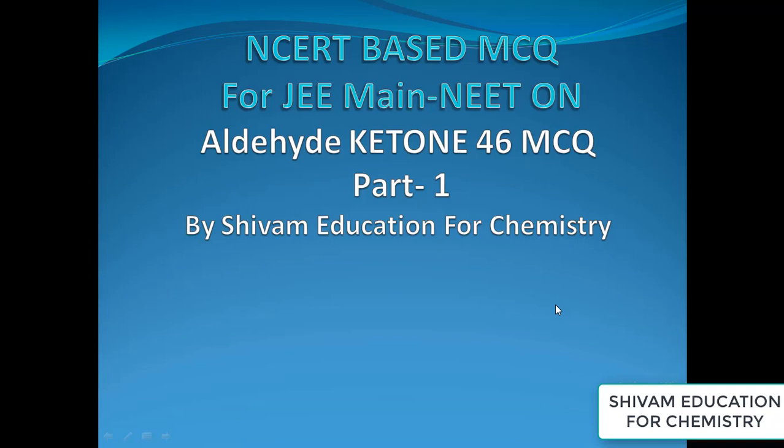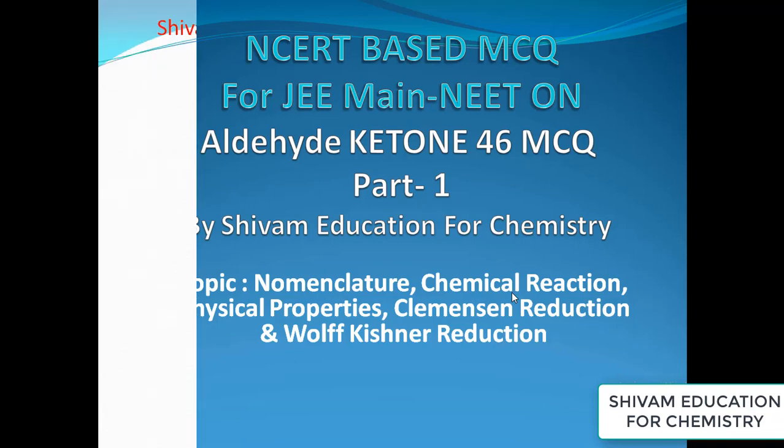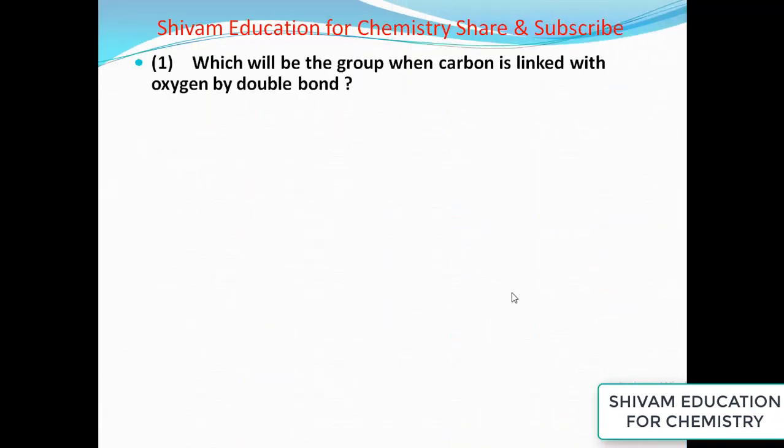Today we will discuss 46 MCQs of aldehyde and ketone. These are based on nomenclature, chemical reactions, physical and chemical properties of aldehyde, and the Clemmensen as well as Wolff-Kishner reduction reactions. For each question, four options will come. You have to think and select the correct answer.